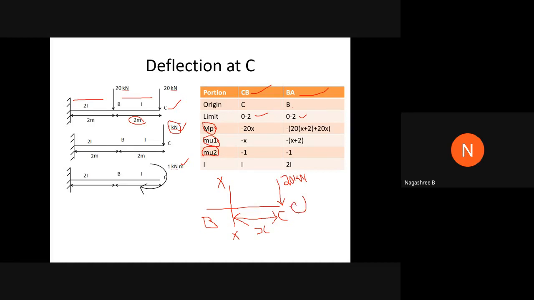So it is 20 into x, which is going in the clockwise direction. As per our sign convention, what is the convention? We are going from right to left. Right to left, clockwise means what? It is negative. Correct? All of you? Yes, ma'am.